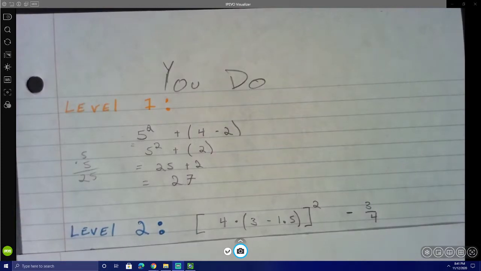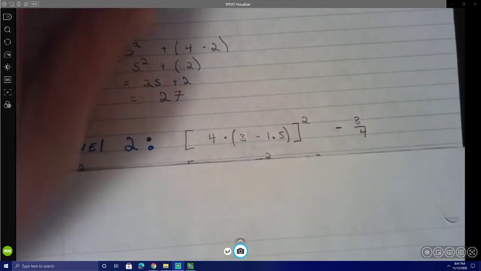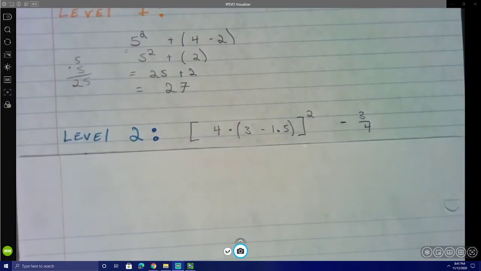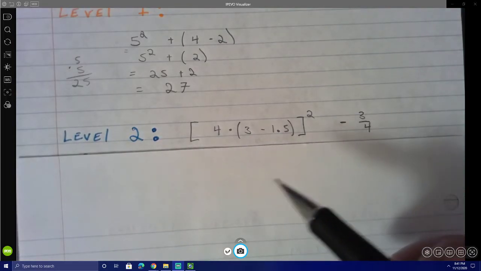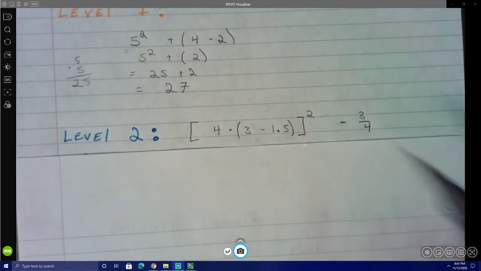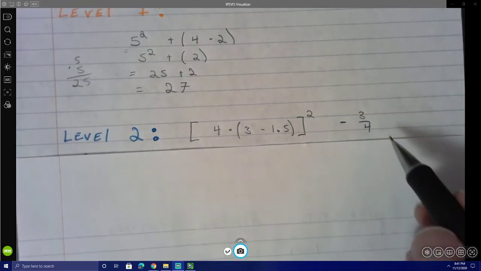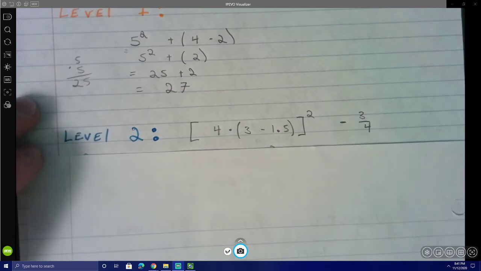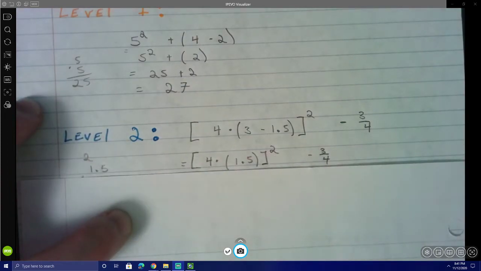This expression got a little more challenging. Here I got 4 times, in parentheses, 3 minus 1.5. All of that is up to the power of 2, and then we subtract 3/4 from that. So let's go ahead and follow along with my work for this.